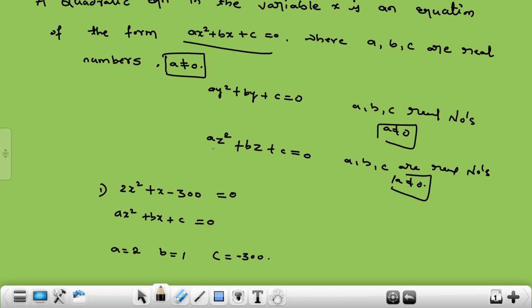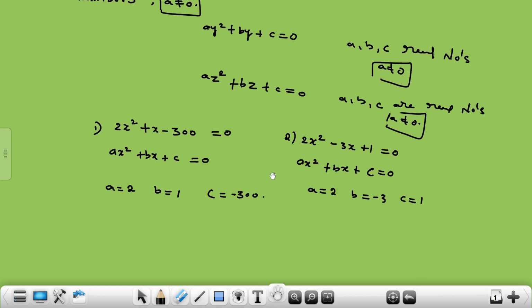Okay, next example: 2x square minus 3x plus 1 equals 0. So compare this equation with the standard form of the quadratic equation, that is ax square plus bx plus c equals 0. Now write the values of a, b, c. That means the real numbers and the constant. So a equals 2, b equals minus 3, and c equals 1. Okay. So this is the example for quadratic equation.